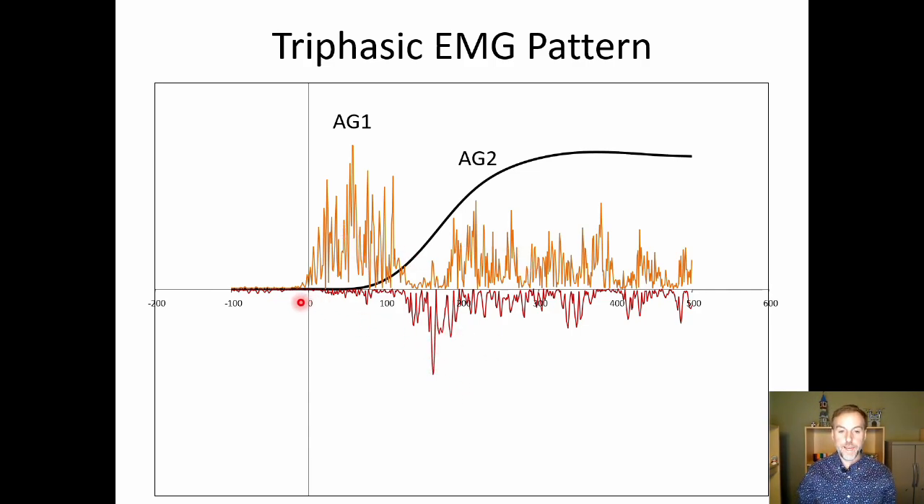What we see in the antagonist is a single burst that comes on later and stays on. So we call this the antagonist burst. So that's our triphasic EMG. We've got the first agonist, followed by the antagonist, followed by the second agonist. The question is, or the more interesting part is, what are these 3 bursts doing? How do they allow us to move to that target?